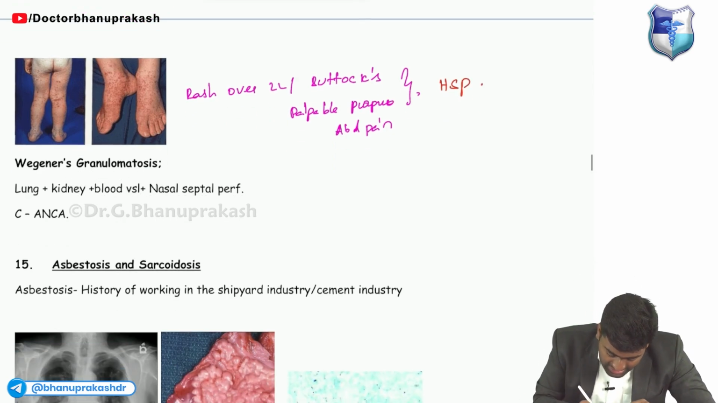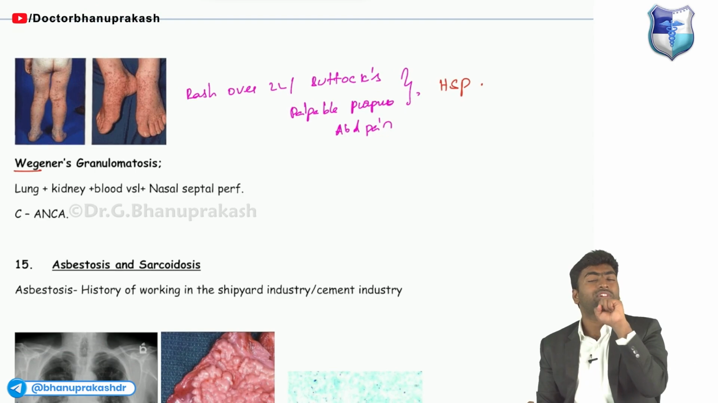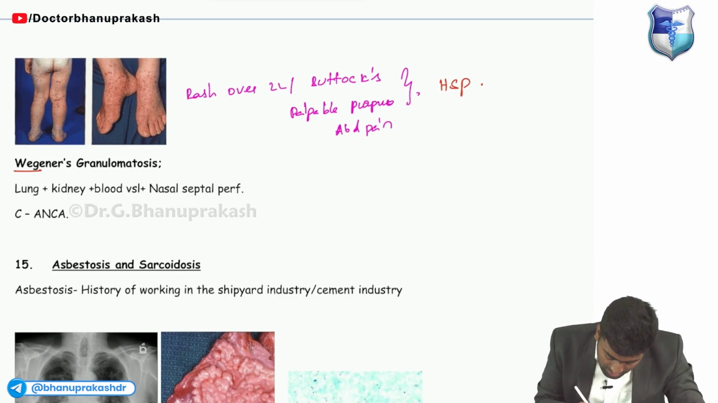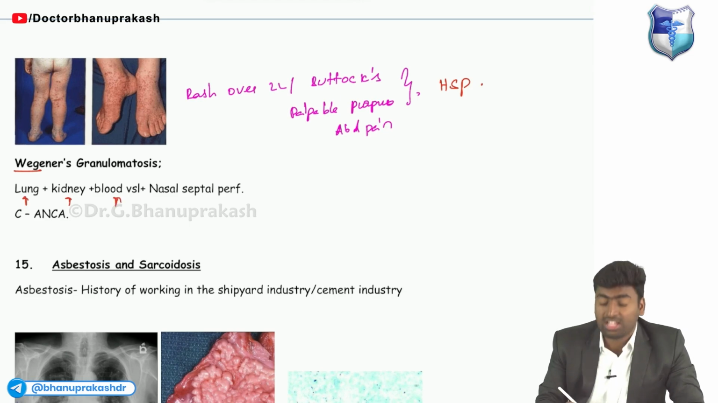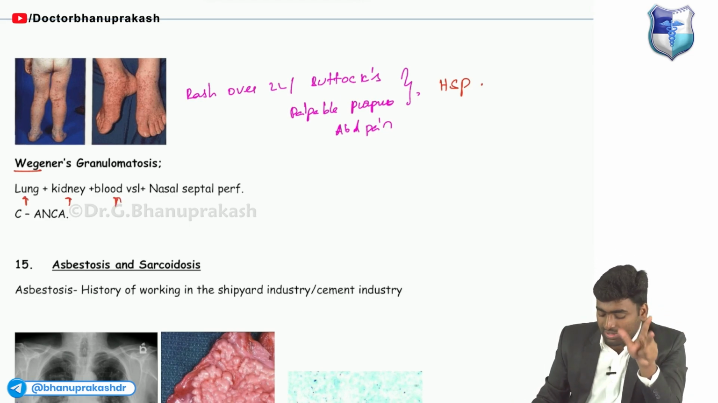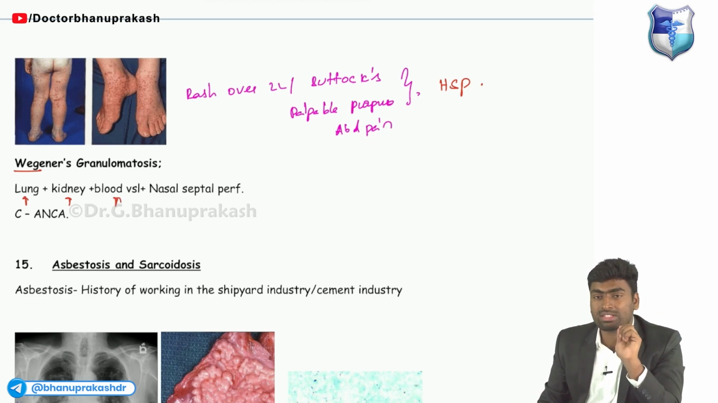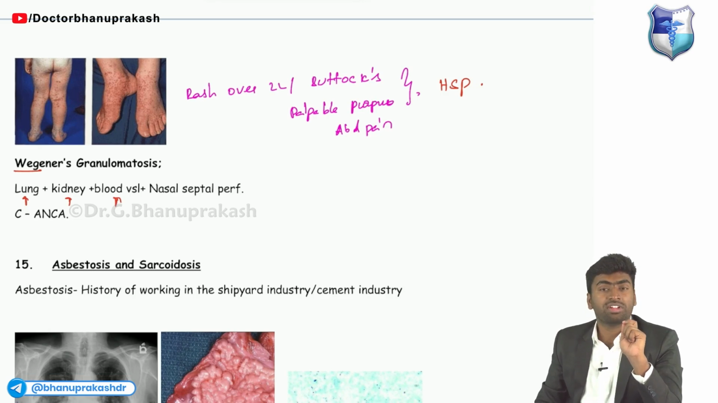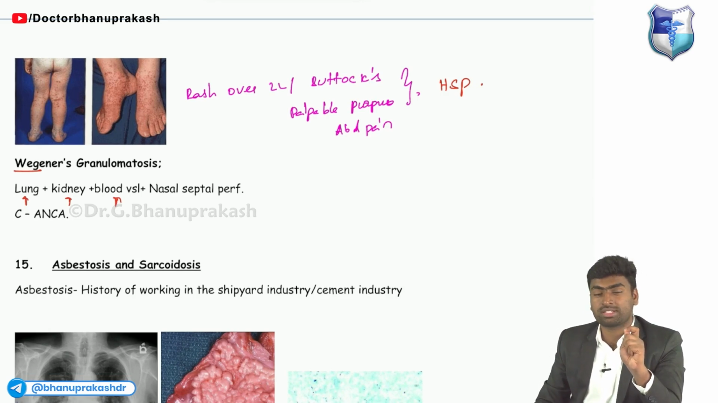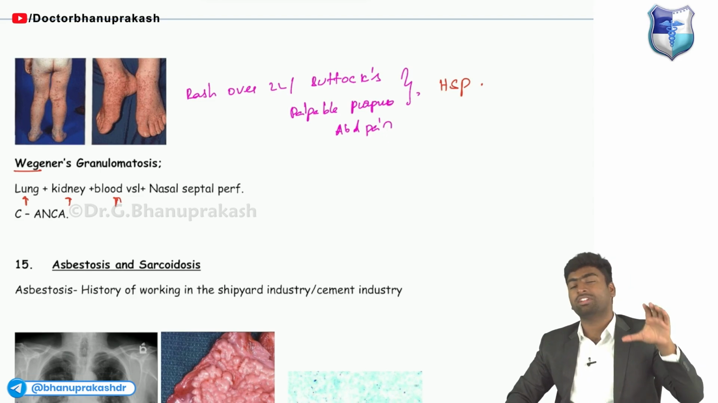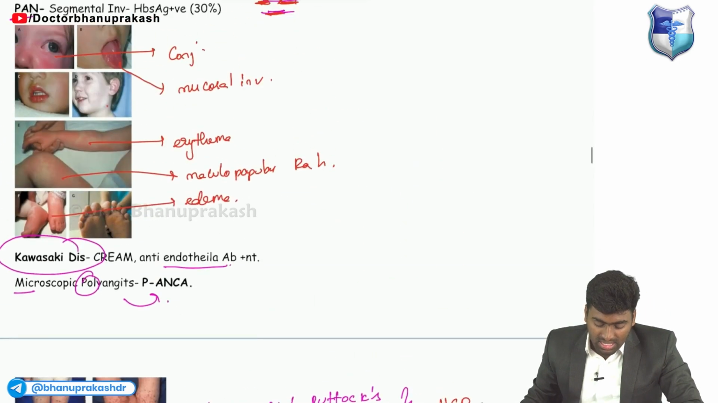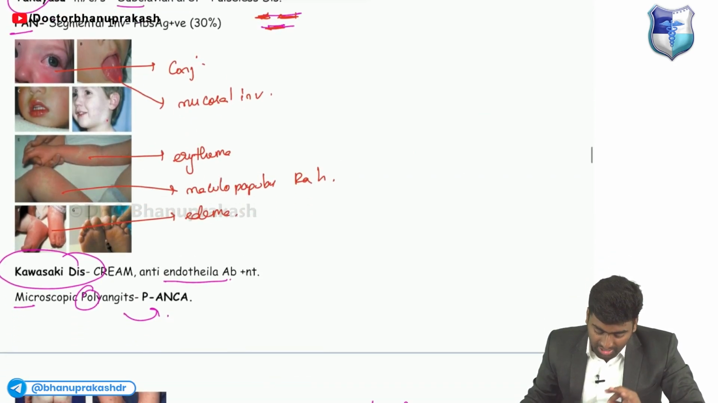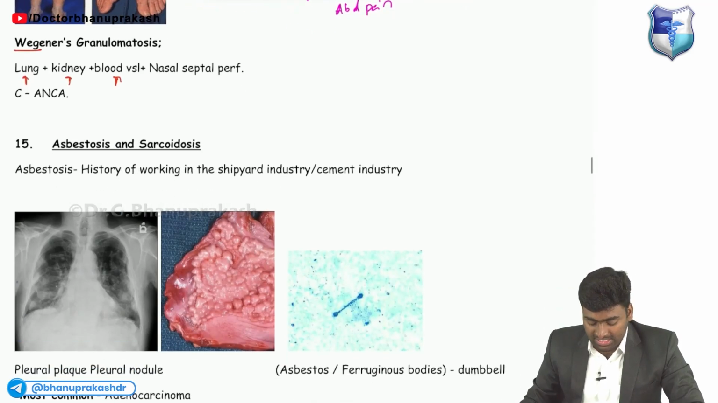Okay, and we know in a case of Wegener's granulomatosis, there will be involvement of three: the lung, the kidney, and the blood vessel, along with perforation of the nasal septum. And remember, Wegener's granulomatosis is one of the granulomatoses having C-ANCA positivity. So C-ANCA positivity will be seen in a case of Wegener's granulomatosis, whereas P-ANCA will be seen in a case of microscopic polyangiitis.